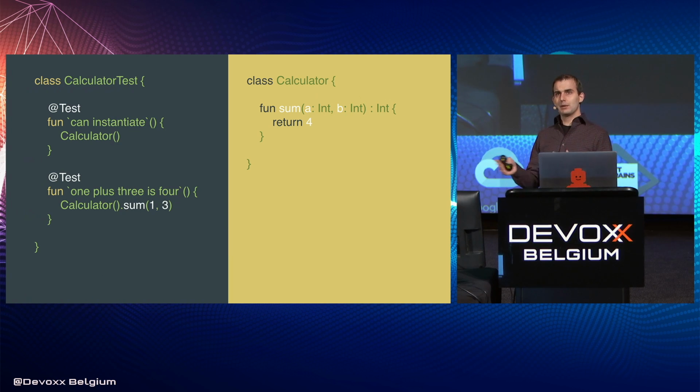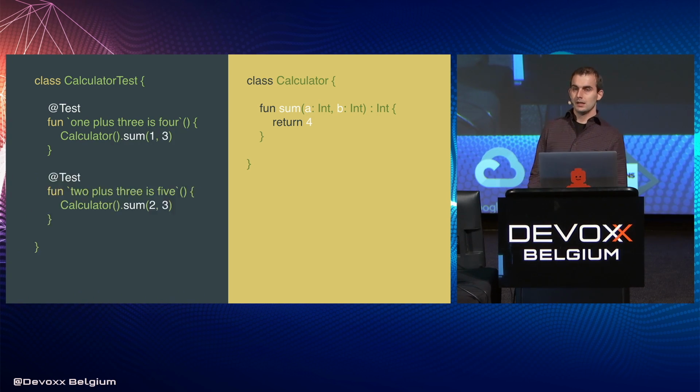Is there now anything we can refactor? Well, in the calculator class, no. But in the test class, actually, the can instantiate has become redundant, right? Because that's also implicitly tested by the next test. So let's remove that one. Let's add a new test. 2 plus 3 is 5. Let's run it. OK, it fails.